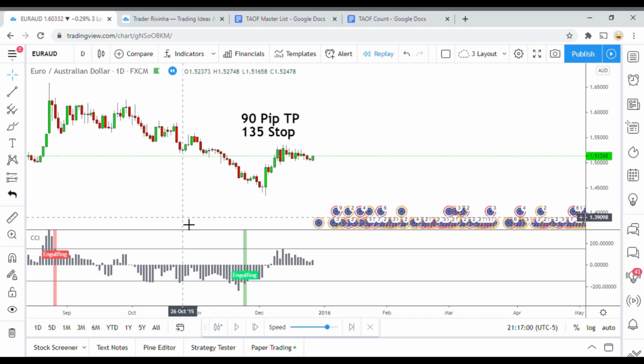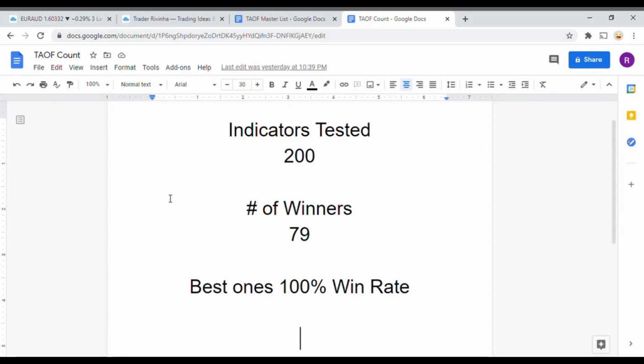All right, as I said, today we will be testing the CCI Bearish Bullish indicator. But before we do, I wanted to put the indicator scoreboard up for everyone to see.